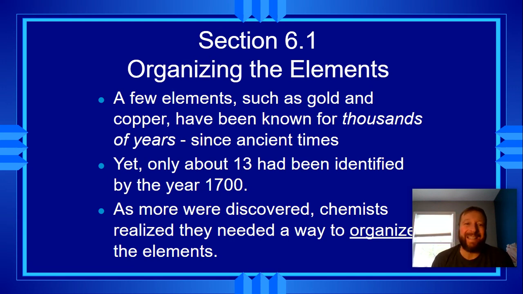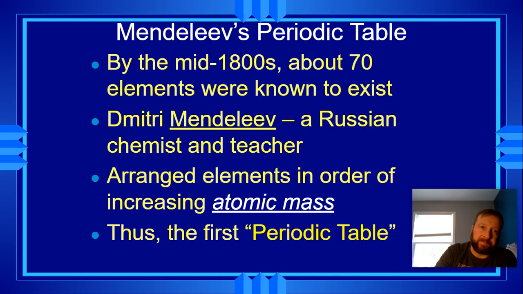But as time went on and more were discovered, the scientists found a real need to try and organize these and put them into some type of grouping. Which brings us to the first gap. The first real periodic table was made by Dmitry Mendeleev, a Russian chemist and teacher. At that time they had about 70 known elements that they had to try and group. So he thought the best way to group them would be to arrange them according to atomic mass.